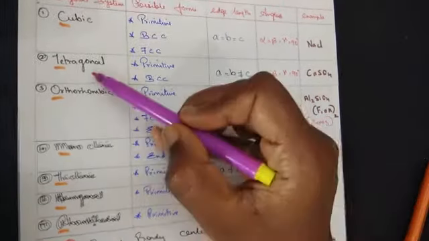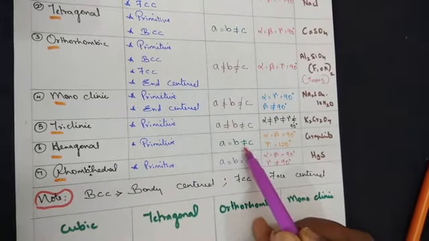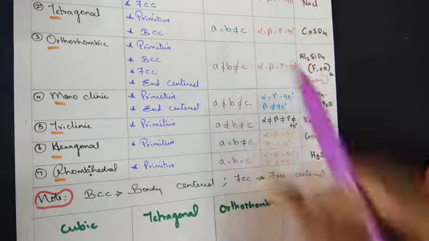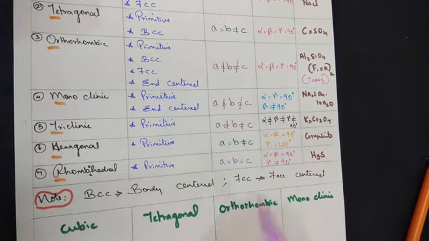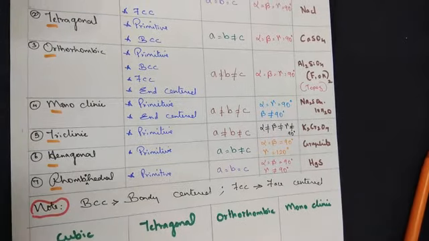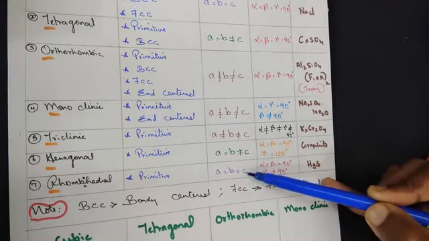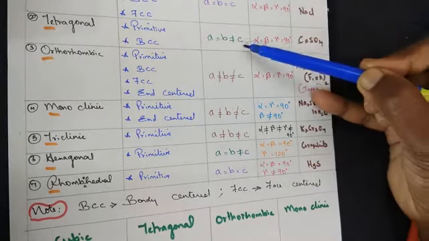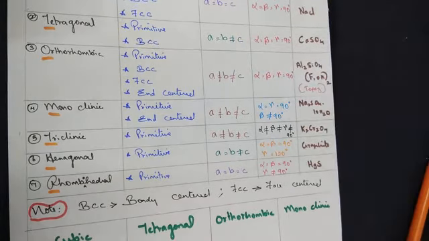The next one, tetragonal, and the second last, hexagonal. In these two, the lengths of a and b are equal but c is not equal. Similarly here, a and b are equal and c is not equal. To remember easily: the first and the last one have all three sides equal. The second one and the second last one have two sides equal, that is a and b are equal and c is not equal.